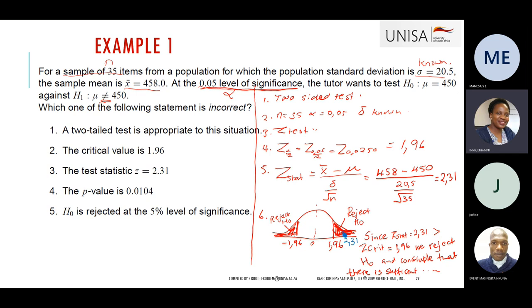Now, this is based on the critical value. So now let's look at the p-value. We're going to repeat the same, but instead of using the critical value, we do step number six using the p-value. Because we're doing a two-tailed test, our p-value will be 2 times... Remember, my Z value is positive, so it will be 2 times 1 minus the table value.